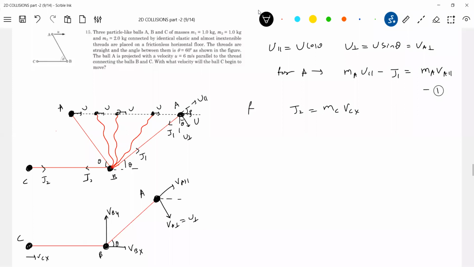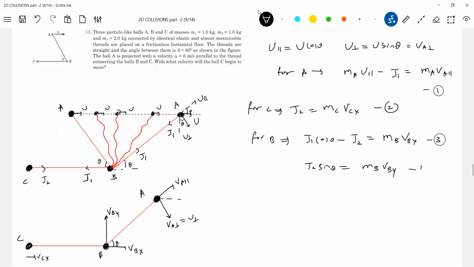For the particle B, J1 cos theta minus J2 should be equal to MB VBX, and J2 sin theta should be equal to MB VBY. I think we have plenty of unknowns. Look at the plenty of unknowns. J1, J2, VA perpendicular only we know. VA parallel, J1, J2, VCX, VBX, VBY. We need a few more equations.